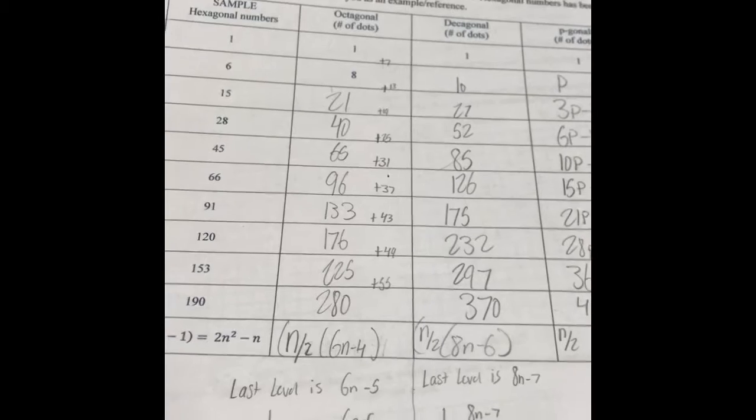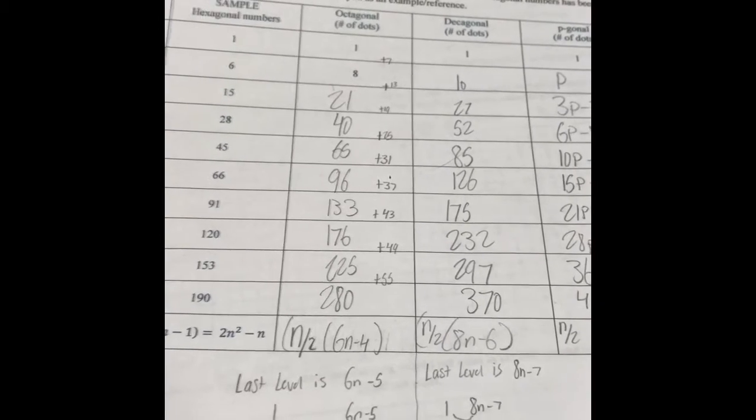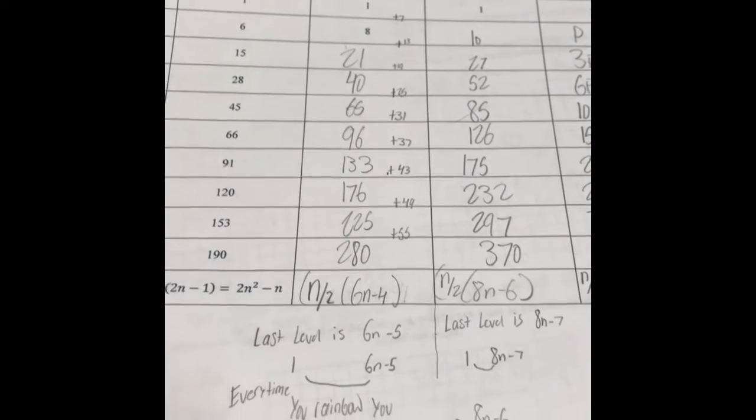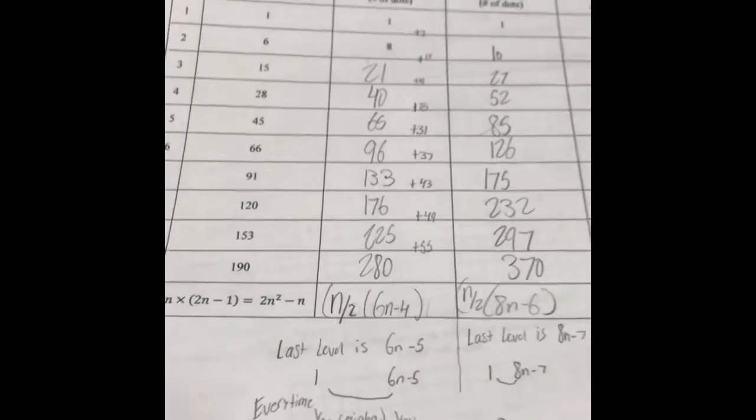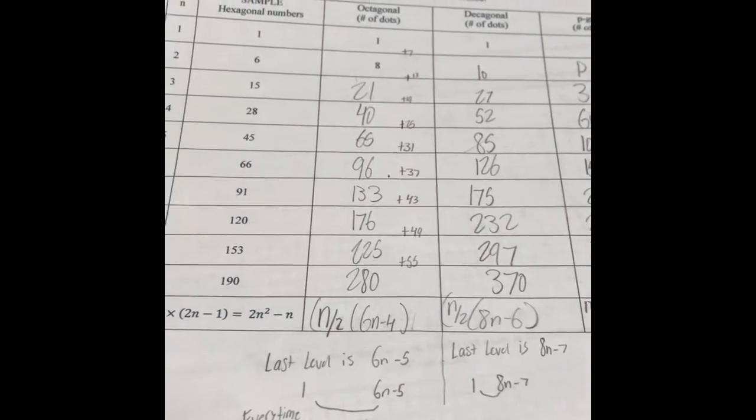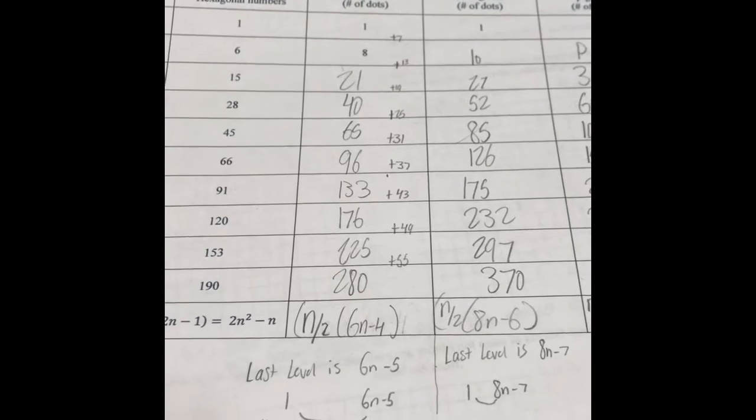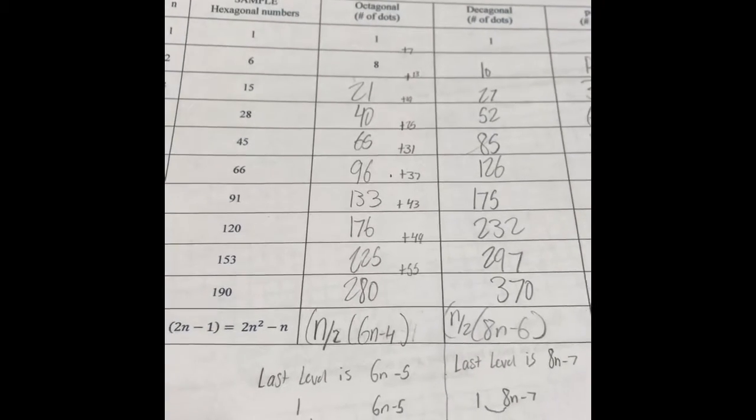So I found that the last level is 6n minus 5. And then you subtract this by 1, and that's when you get 6n minus 4. Each rainbow you do with octagonal is going to be 6n minus 4. And that's where you get your n divided by 2 times 6n minus 4.